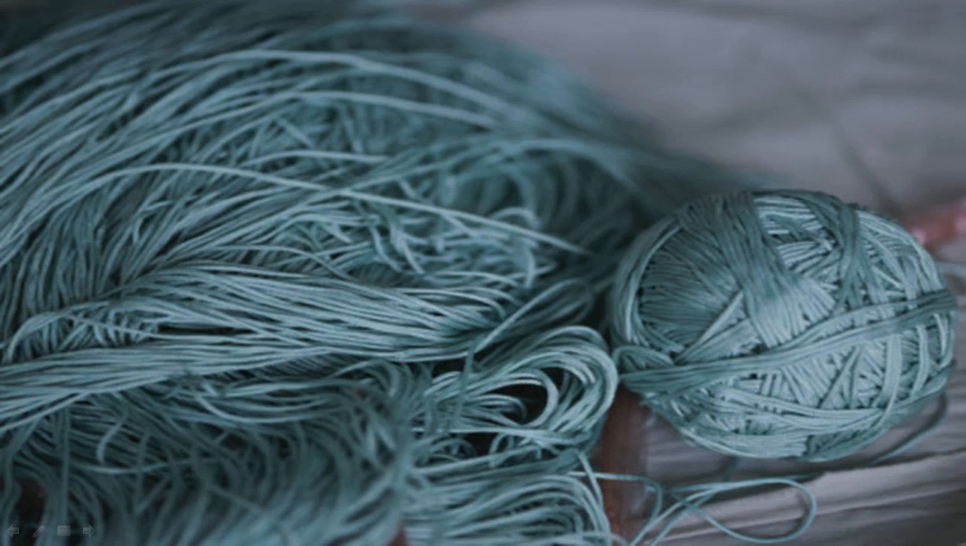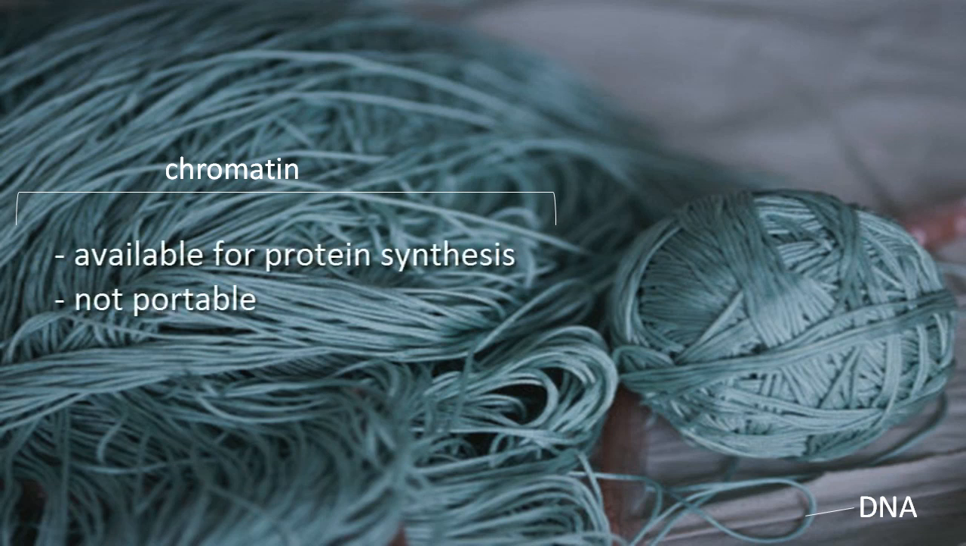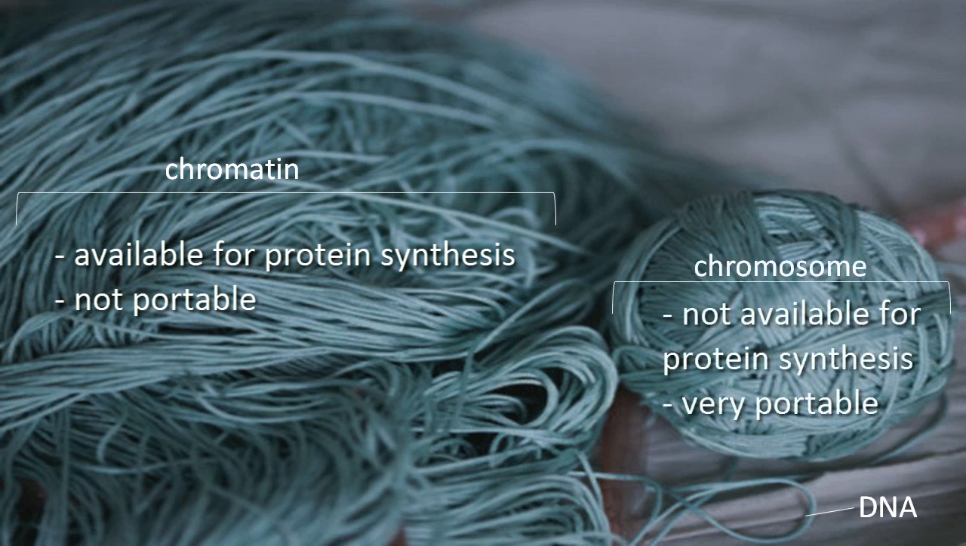In fact, I'd like to take the analogy of yarn. It's a good analogy because yarn is, like DNA, very thin but exceptionally long. So if the yarn itself represented the double helix, then the mass of yarn here is called chromatin, which is very useful because you can use any portion of this yarn or any portion of the DNA. However, it's not very portable. So when it's time to move the DNA, then it's going to condense in a form called a chromosome, which is far more transportable but not very usable.